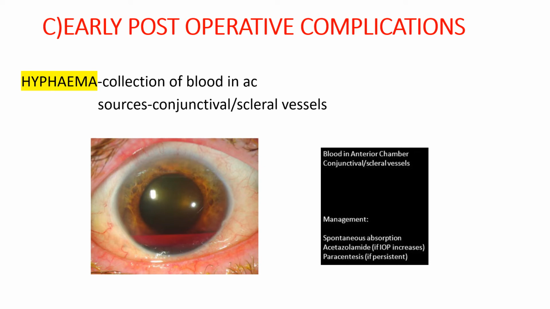But if it is a large hyphema, it can cause a rise in the intraocular pressure, which needs to be managed. We ask the patient to keep the head end elevated, and we ask the patient to take acetazolamide tablets to reduce the pressure. And if it persists for more than 1 week, we have to do paracentesis, wherein we make a small incision in the anterior chamber and drain out the blood. It needs to be done because we don't want the endothelium to be stained with blood. So persistent hyphema can cause endothelial staining of the cornea.